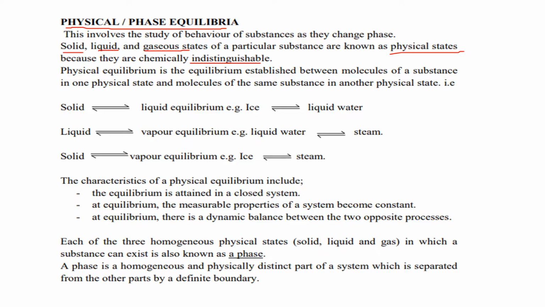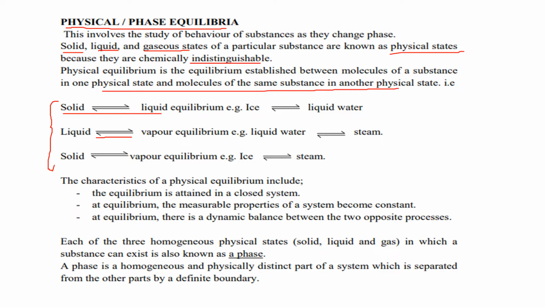Now we are saying that physical equilibrium is the equilibrium established between molecules of a substance in one physical state and molecules of the same substance in another physical state. Like we have given examples, from solid to liquid, this can be an equilibrium, a solid to liquid equilibrium. The reversible arrow is going to indicate equilibrium in the subsequent videos. And also liquid to vapor equilibrium. The reversible arrow is always going to represent equilibrium.